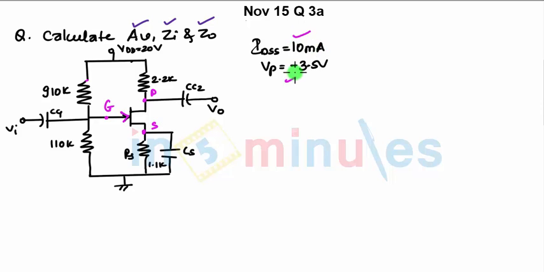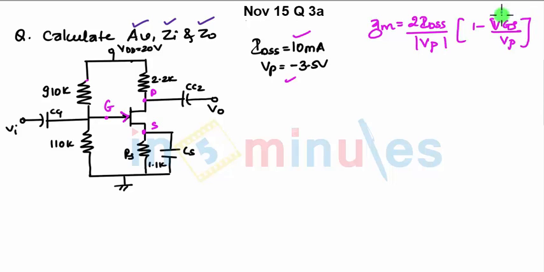For the AC equivalent circuit, we need to find the value of gm. You know the equation for gm is 2 IDSS upon VP into 1 minus VGS by VP. So for this we need to find the value of VGS, which we need to do using the DC analysis.